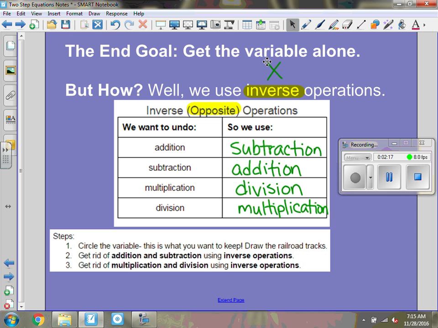So let's look at the bottom of the screen here. It outlines our steps. The first thing we're going to do is circle that variable. Remember, variable is our vocabulary word for the letter x. This is what you want to keep. Then we're going to draw our railroad tracks, and that'll make sense once we see our first example. Then we're going to get rid of the addition and subtraction using inverse operations. Again, you can look at your chart here, but I want you to put a little star here and put friend. So first we're going to get rid of that regular old friend, and then step 3, we get rid of multiplication and division, and that is going to be our best friend. So go ahead and write that into your note sheet.